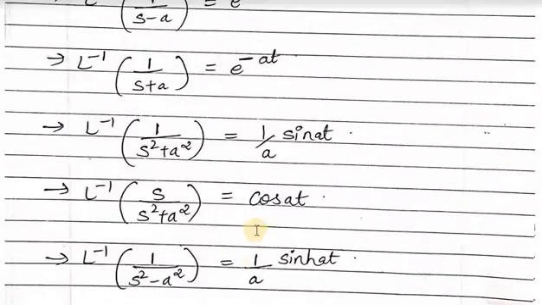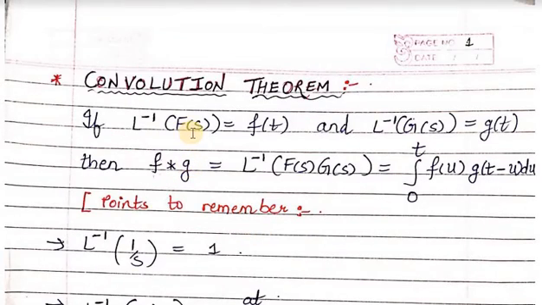Now according to convolution theorem, first of all we have to find out the inverse Laplace of f of s and the inverse Laplace of g of s. Inverse Laplace of f of s will give us f of t, and from that we will find f of u, and inverse Laplace of g of s will give us g of t, and from that we will find g of t minus u. Then with the help of this formula, we will be in a position to find the inverse Laplace of f of s into g of s.